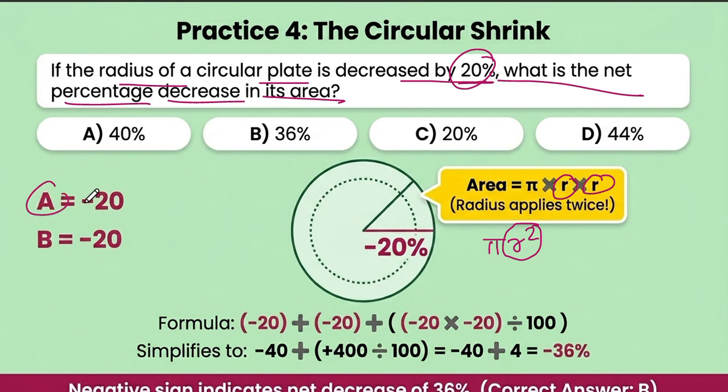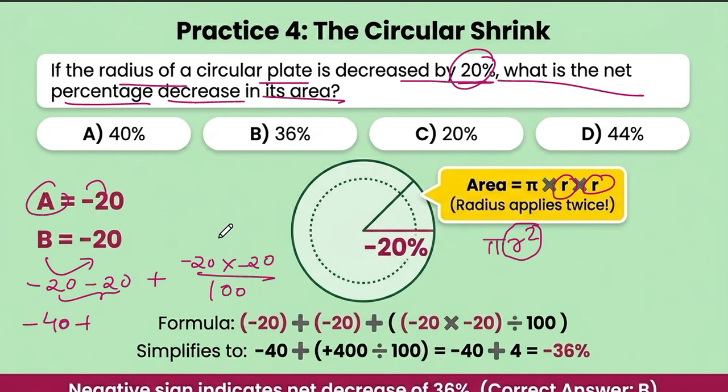So in this case a is minus 20, and b is also minus 20. If you apply the formula, minus 20 minus 20, then plus the multiplication of both numbers, minus 20 multiplied by minus 20 divided by 100. So minus 20 minus 20 is minus 40, plus, in the multiplication minus minus becomes plus, 20 into 20 is 400 upon 100. So the zeros get cancelled, minus 40 plus 4 is minus 36. So the area is decreased by 36%. The minus sign shows it is decreasing.